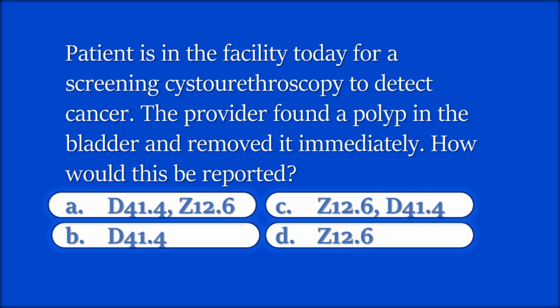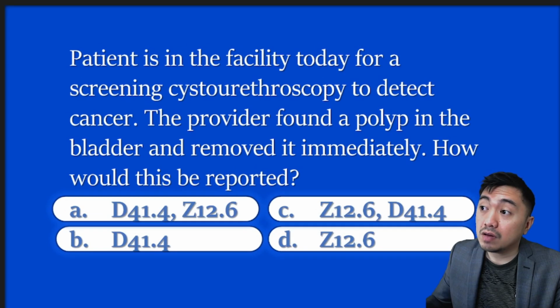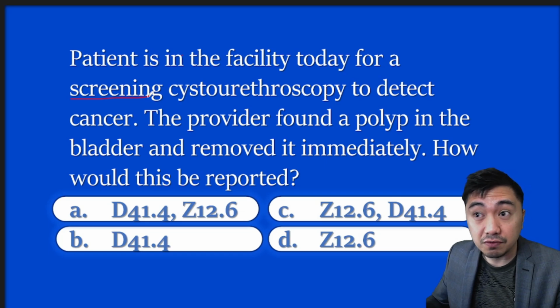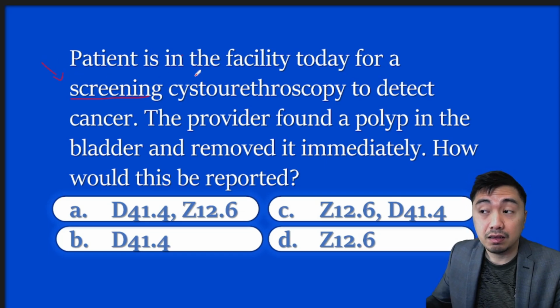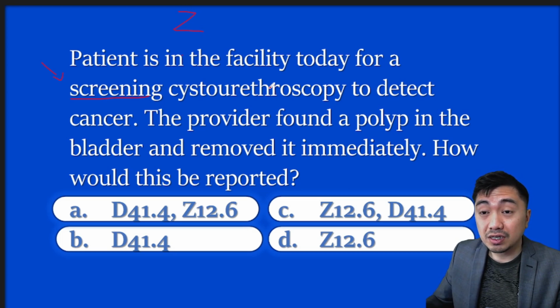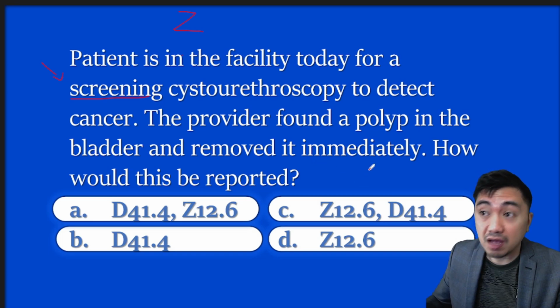Okay, so let's now answer this question. All right. So you have a patient who is here for a screening procedure. Take note that if the chief complaint is screening, you may have to code your Z codes here, even though there's a definite diagnosis that was found. For example, in this case, there's a polyp that was found.